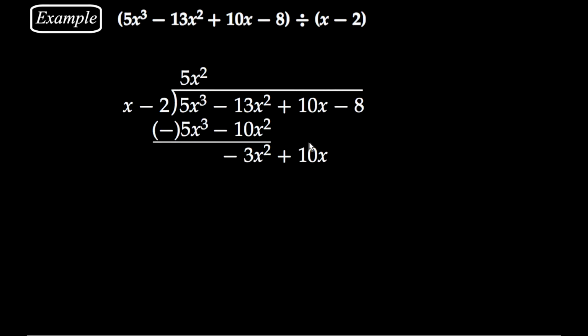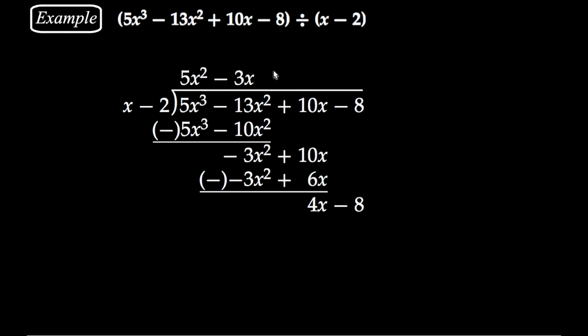Bring down the 10x, and then take negative 3x squared divided just by x, and that gives us a minus 3x. Put that up top, and then multiply the whole term on the outside by the minus 3x. Write it down below, and then do our subtraction. We end up with 4x. Bring down the minus 8.